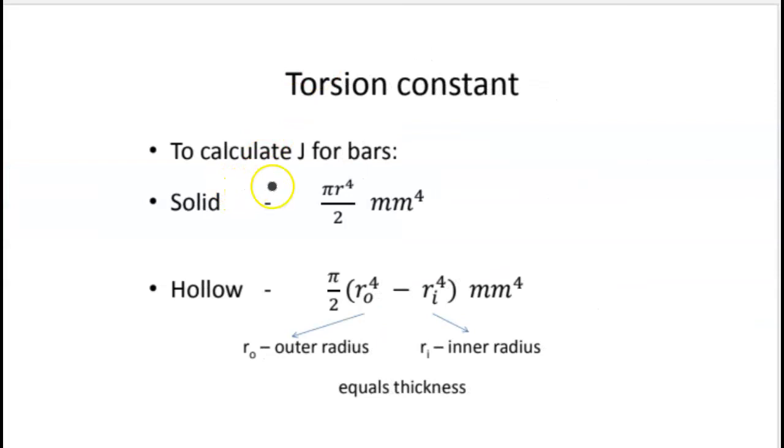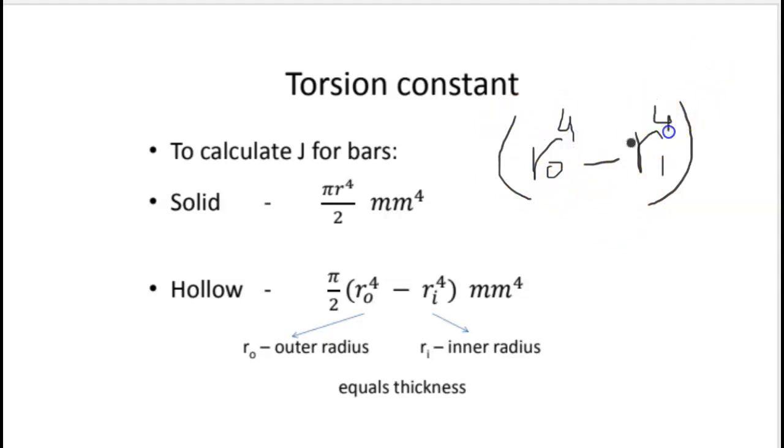Now, for the solid, if you got a solid bar, the value of the J is pi r to the power 4 over 2. For a hollow bar it is pi over 2, same formula, outer radius to the power 4 minus inner radius to the power 4. We cannot write that one like this, it gives you a different answer. It has to be a 4 here and a 4 here. Yeah, like that. Inner radius, outer radius.